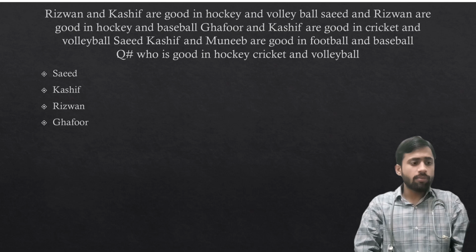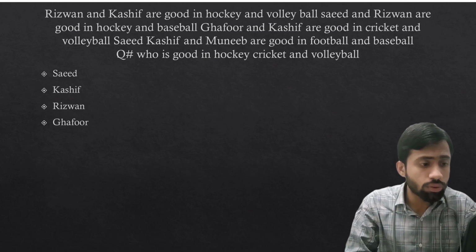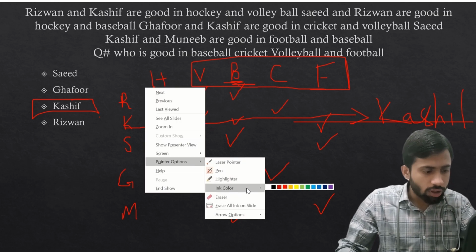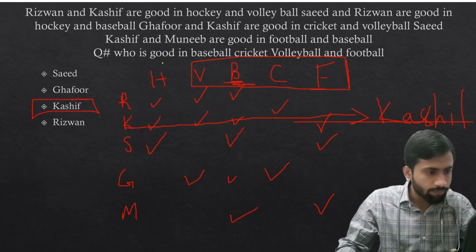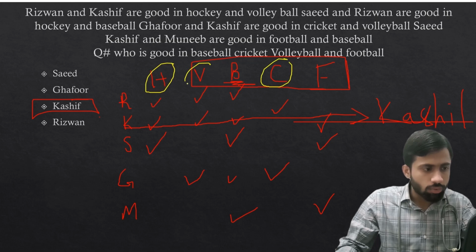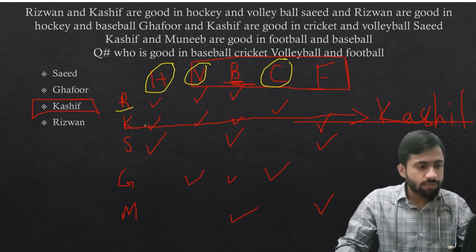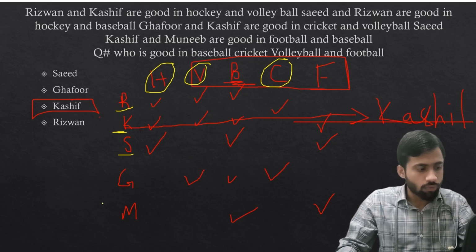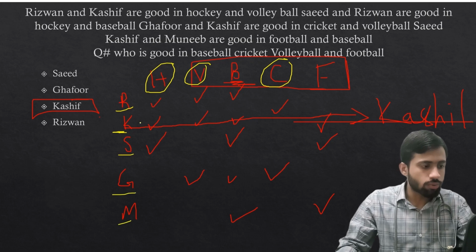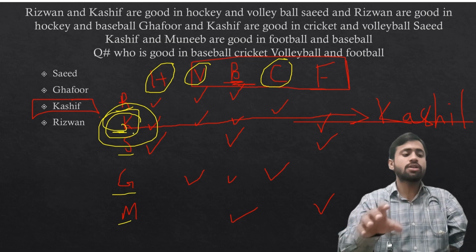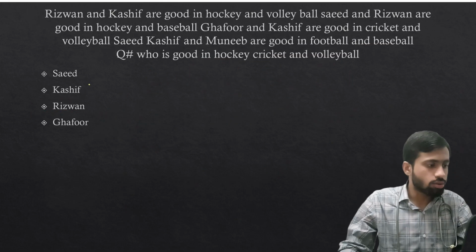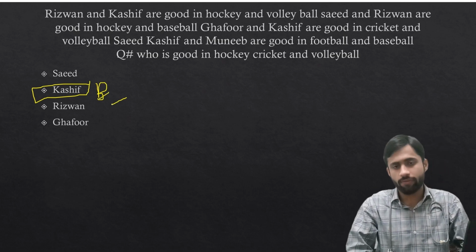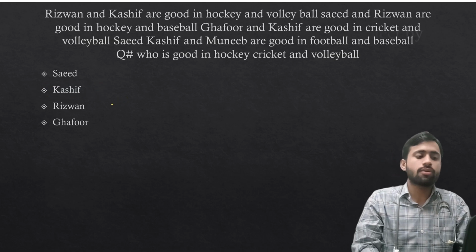Next, the same question, but the question says who is good in hockey, cricket, and volleyball, not baseball. So Rizwan goes for cricket. Kashif is a good candidate once again. Saeed goes for volleyball. Ghafoor goes for hockey. Munib goes for hockey. Again, Kashif is the right answer because Kashif is good in hockey, volleyball, and cricket. So option B is the right one. We have solved both these MCQs with perfect ease by arranging our data in such a form.